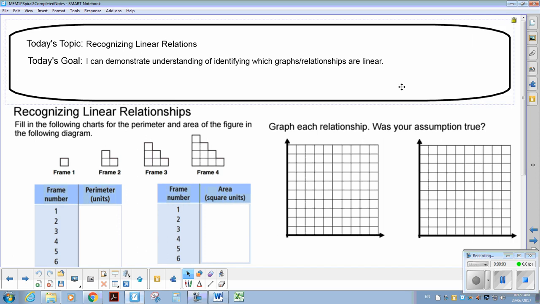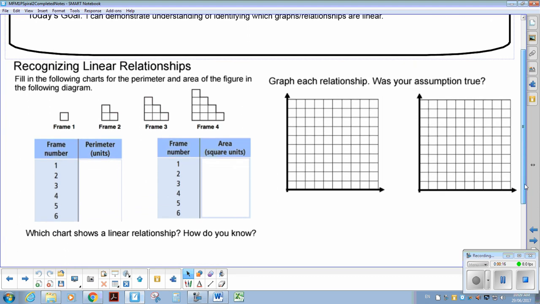Hello and welcome to the 9th lesson in Spiral 2, and it is recognizing linear relationships. So the goal, I want you to be able to demonstrate understanding of identifying which graphs relationships are linear. So going right into the note here, recognizing linear relationships.